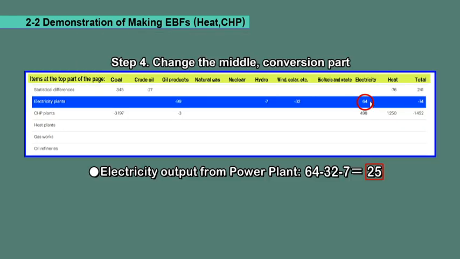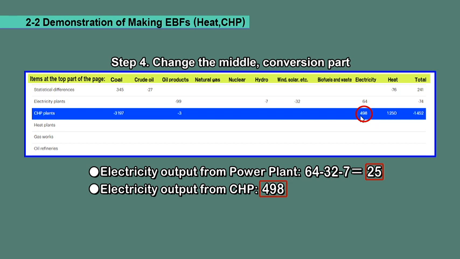First, this 64 from electricity plants is total electricity output, of which 32 is from wind, solar, etc., and 7 is from hydro. So, take the electricity output, 64, and subtract 39, the sum of wind, solar, etc., and hydro, which equals 25. So, electricity output of electricity plants is 25. Electricity output of CHP plants is 498. The electricity output from CHP plants is larger than that from electricity plants.